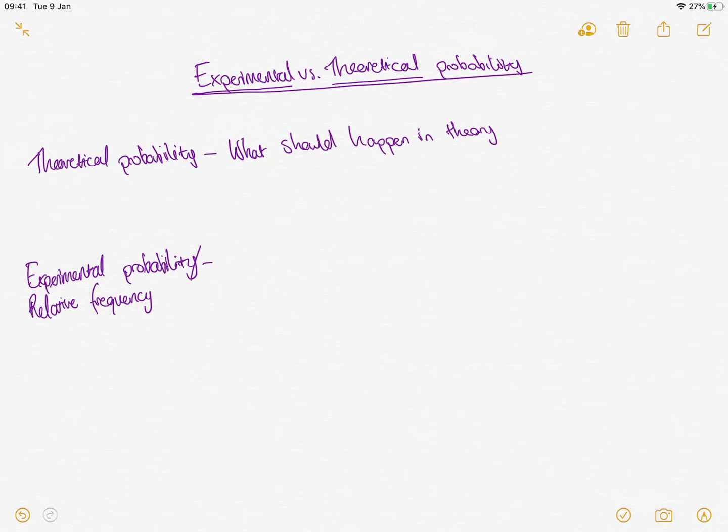So, for example, the theoretical probability of getting a 6 on a dice is 1/6. So that in theory, every time you roll the dice 6 times, you should get one 6.